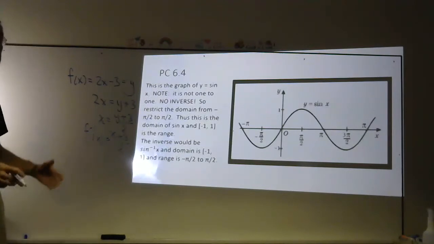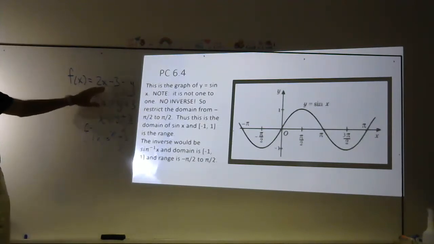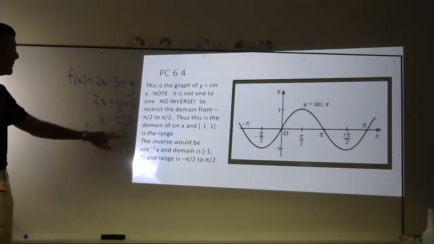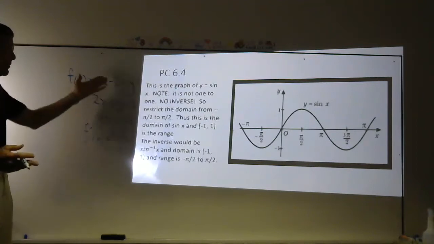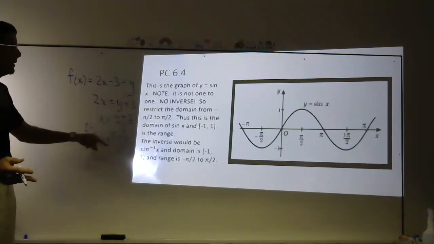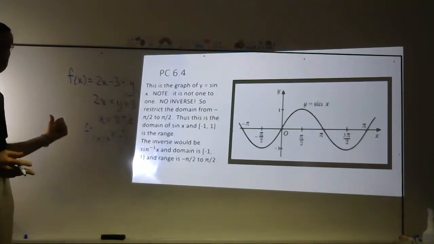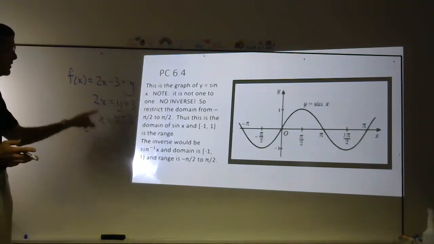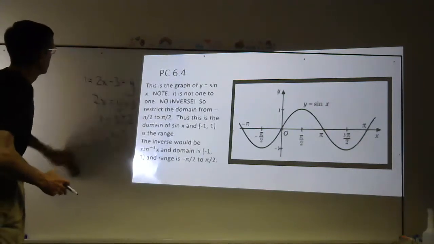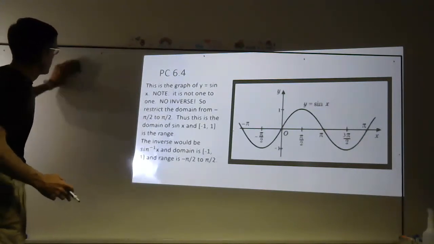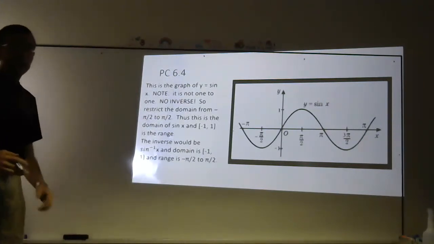Let's double check it. Pick an x value. How about 5? 10 minus 3 is 7. Put 7 in here. 7 plus 3 is 10 divided by 2. You're back to 5 again. It works. You've done the reverse. You've gone from y values back to the x value. This is the inverse function of this. Now, what we're trying to do here is find an inverse for sine, okay?